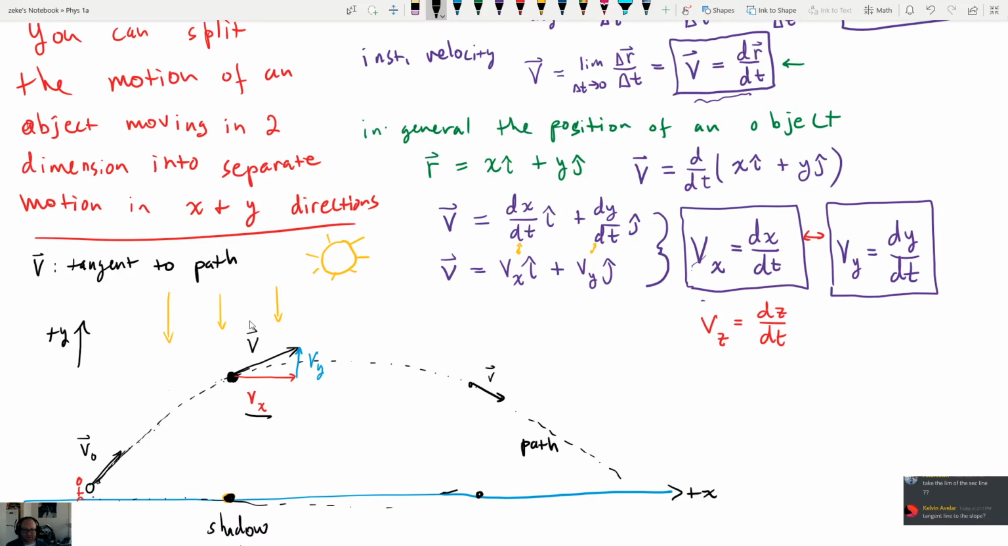Because the light from the sun just projects straight down, and the ground, at least in the picture that we're using here, is basically like a one-dimensional line, and the rate at which that shadow moves to the right is the same thing as the x velocity. So that's one way you can think about what we mean by x velocity: it's the rate at which this shadow would move across the ground. Does that make sense?